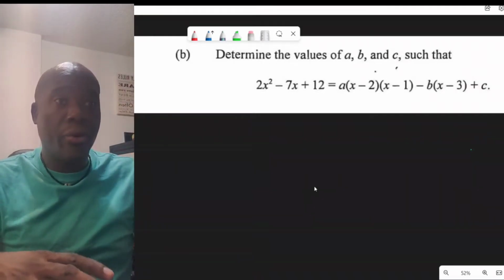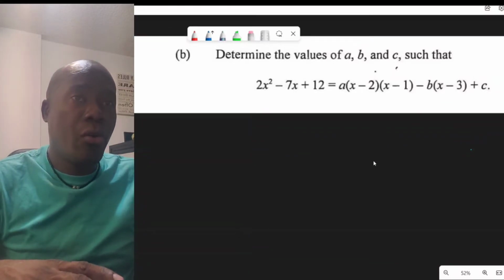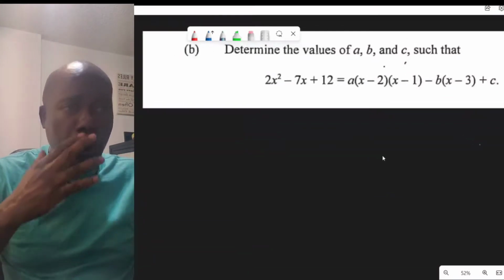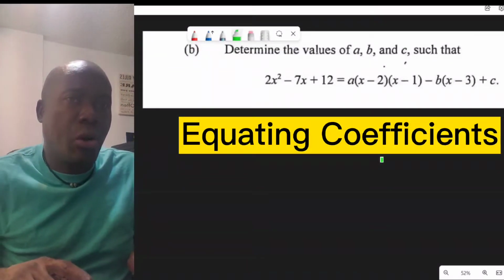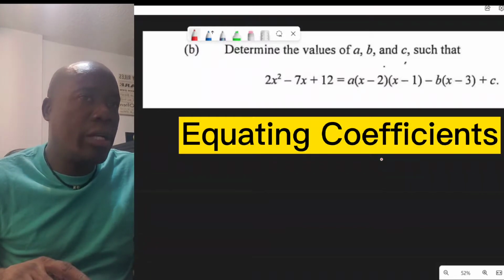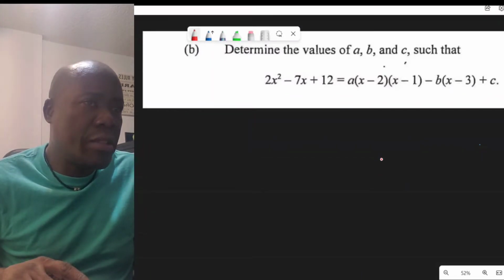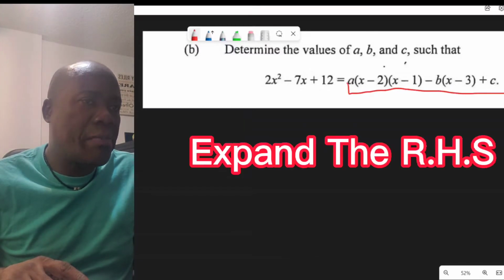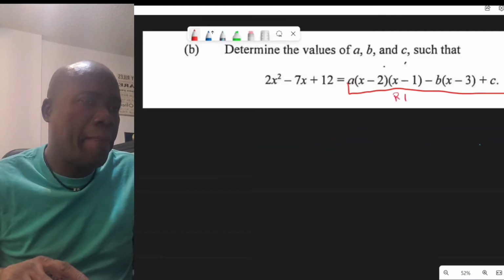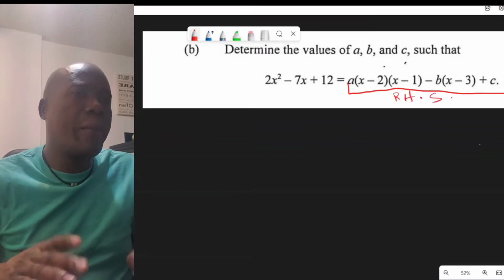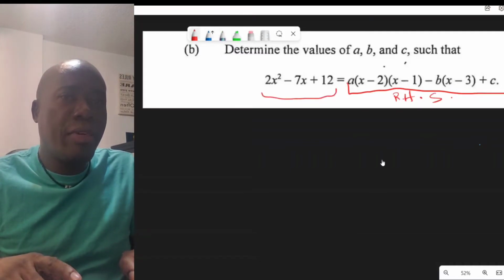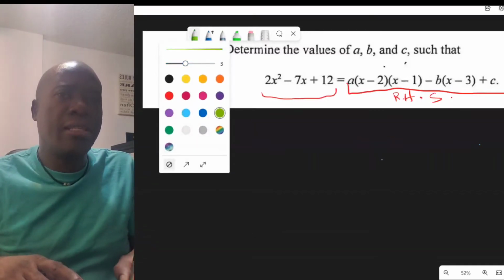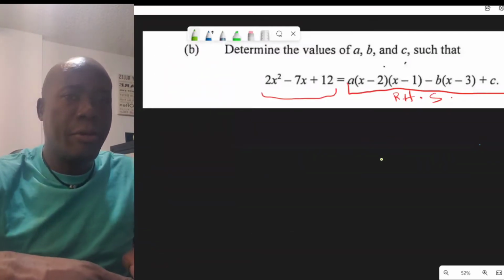Alright, with a question like this where we're asked to find the values for a, b, and c, what we want to do is to unfold everything and then equate coefficients, right? So what do I mean? All I have to do here is use the right side, and I'm going to just expand the right side. This right hand side, I'm going to expand it, and then I'm going to compare it with what I have on the left hand side. So I will be starting off with the right hand side. So let me write down what we have here.